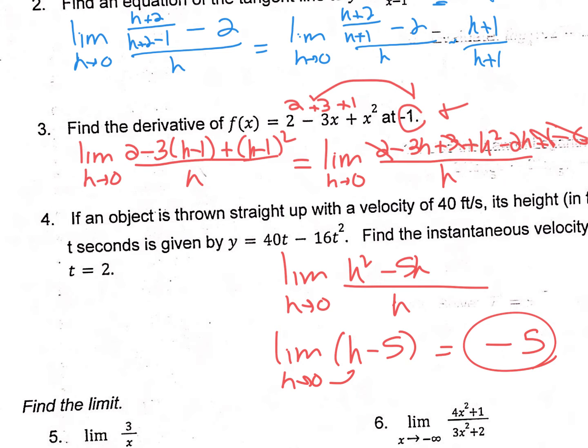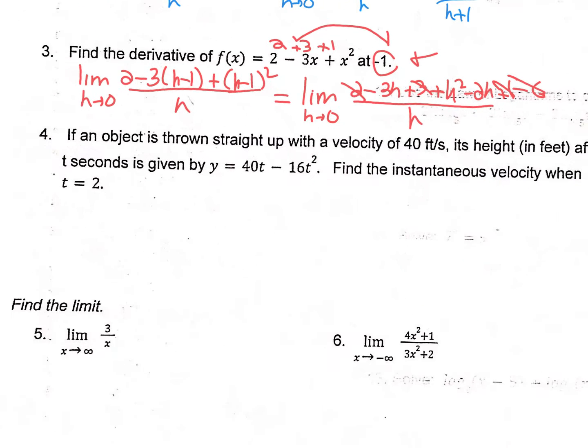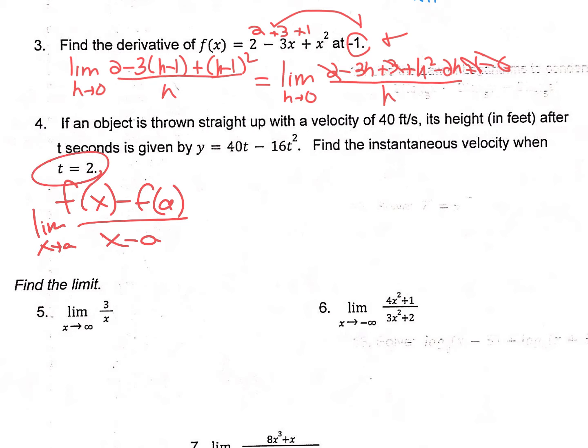So 1, 2, and 3 all very closely related. All right, number 4, tad bit different. It's another formula that you can use to find slopes of tangent lines, but we didn't use it very much. This we're going to go f of x minus f of a over x minus a, and the limit as x approaches a being the 2.